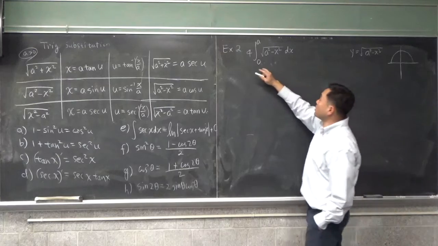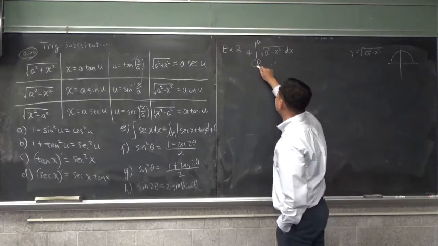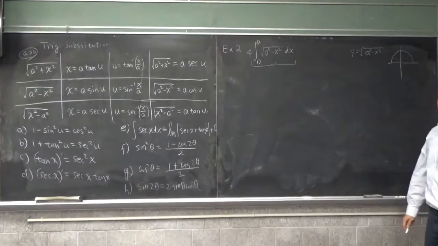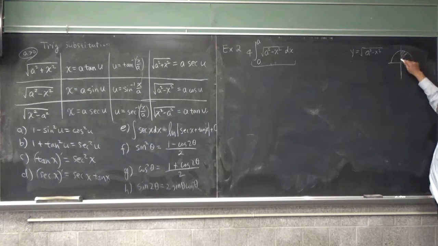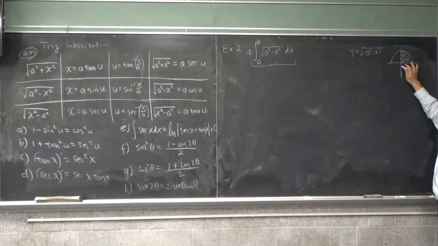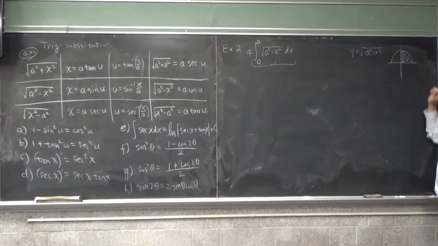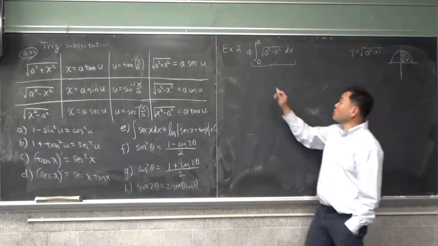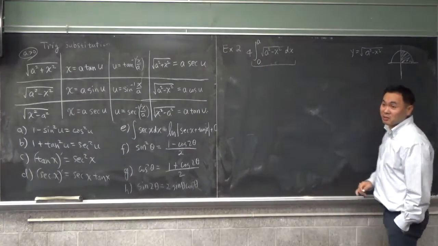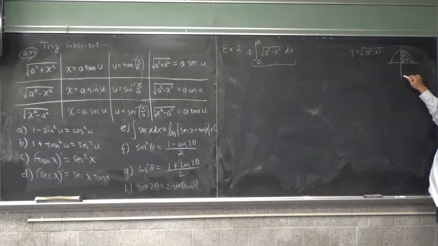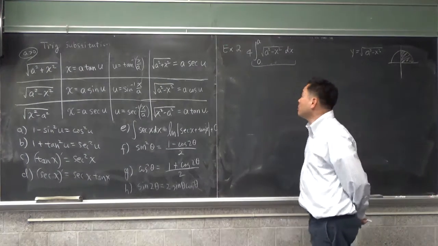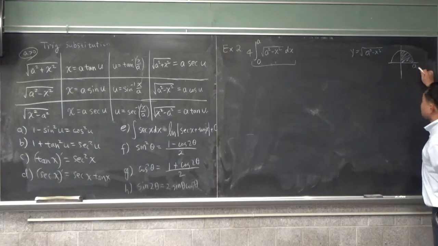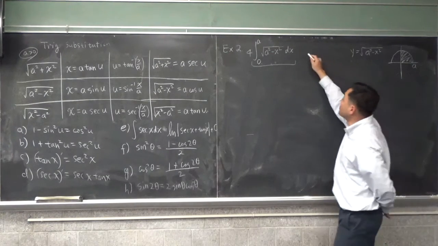And if you're integrating from 0 to a, what does this integral mean? You're only doing 1/4 of a circle. It's only the right side, so this would be 1/4. And then if you multiply by 4, what would that give you? The full circle. It will give you the area of the whole circle, right? And we know that this is a circle of radius a, therefore the value of this integral must be?